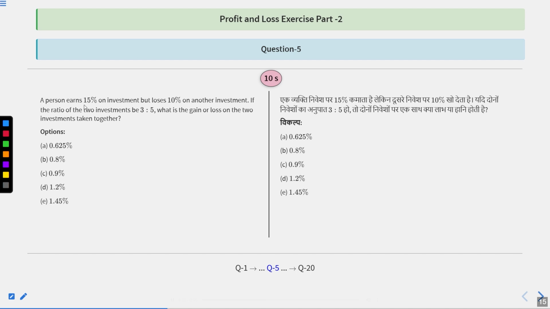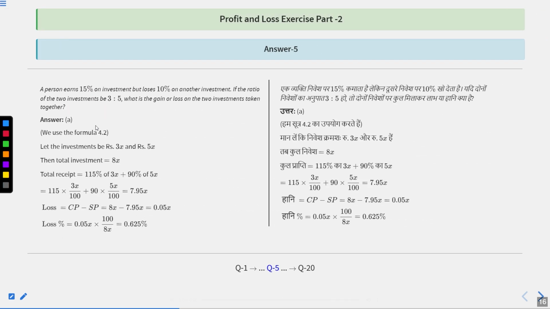A person earns 15% on one investment but loses 10% on another investment. If the ratio of the two investments is 3:5, what is the gain or loss on the two investments taken together? Clear? You have 5 options and 10 seconds to analyze the question. Your time starts now. Now time's up. Let's see the solution.